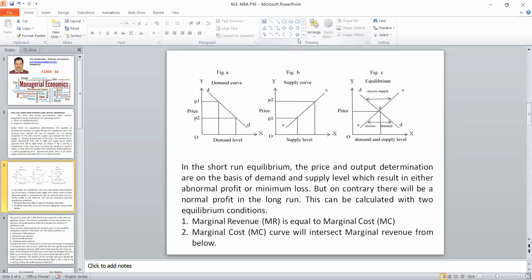So we have to go for the marginal approach. That marginal approach has two conditions. I already told you there are two equilibrium conditions. One is that the marginal revenue must be equal to the marginal cost. The marginal cost curve should intersect the marginal revenue from below. If these two conditions are there, then we can easily identify the equilibrium condition.